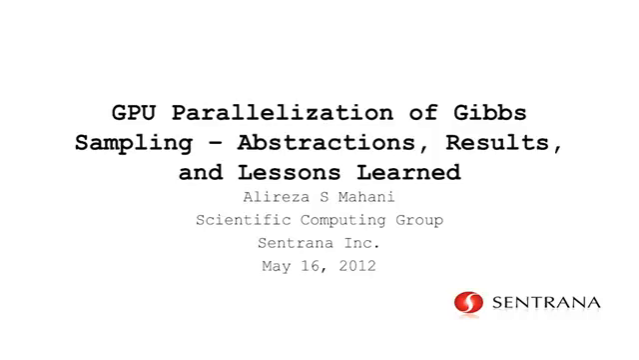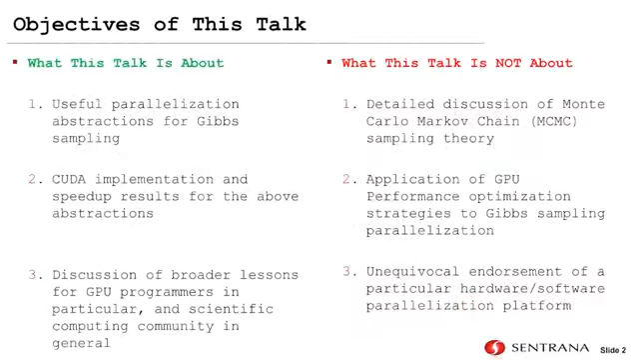Yeah, I'm going to be talking about how to parallelize Gibbs sampling on the GPU. In particular, there's three things that I will talk about and three things that I won't talk about. I'm going to stay at a fairly high level. We're going to talk about useful abstractions for parallelizing Gibbs sampling.